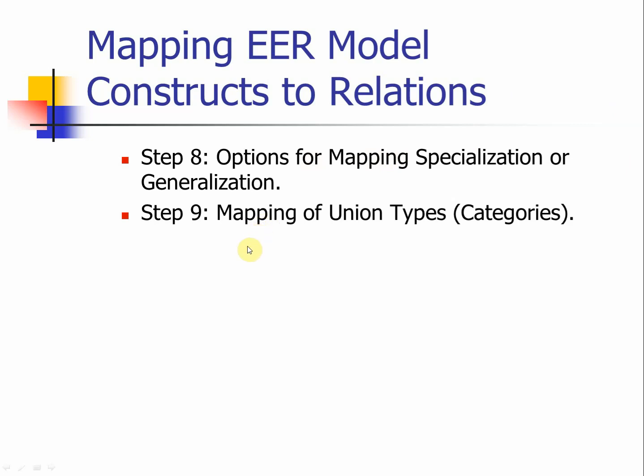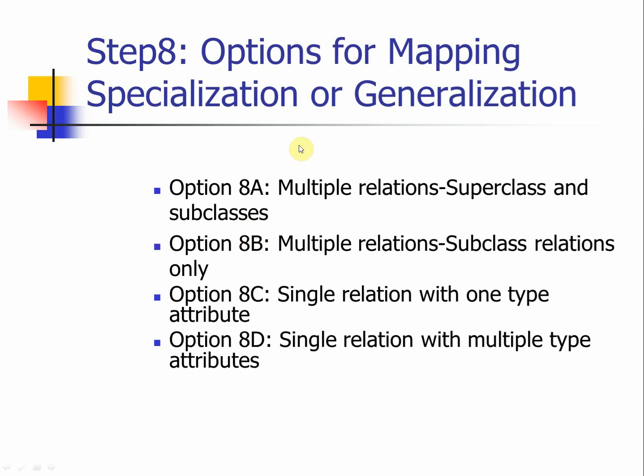Step number 8 is actually the only one among all 9 steps that has some choices. Some of them will work perfectly with all scenarios, some don't. So you need to pay attention to every single one of them to make sure you understand it fully. And then let's see, how do we convert superclass subclasses into a relational schema diagram?